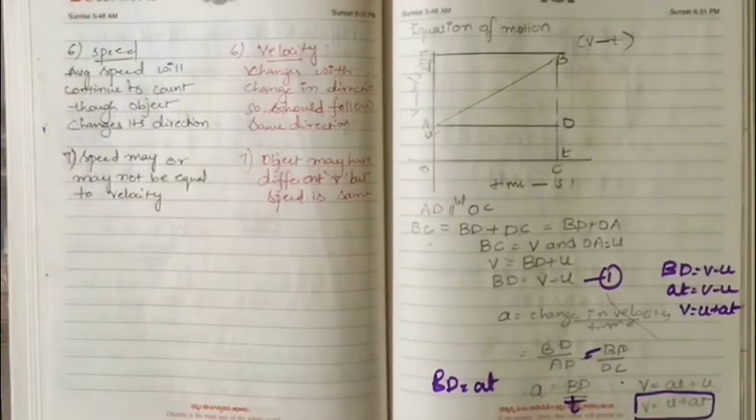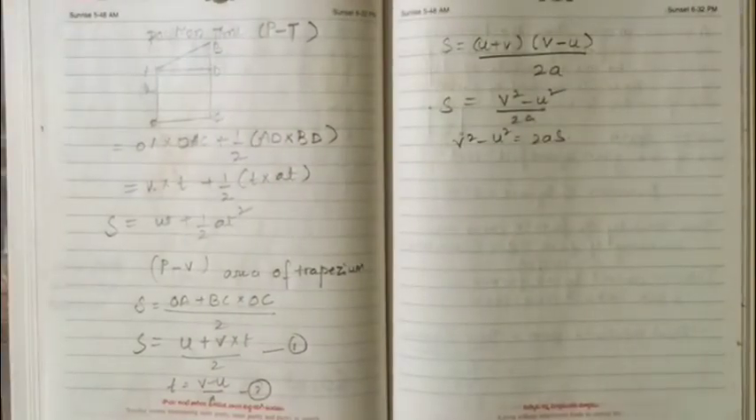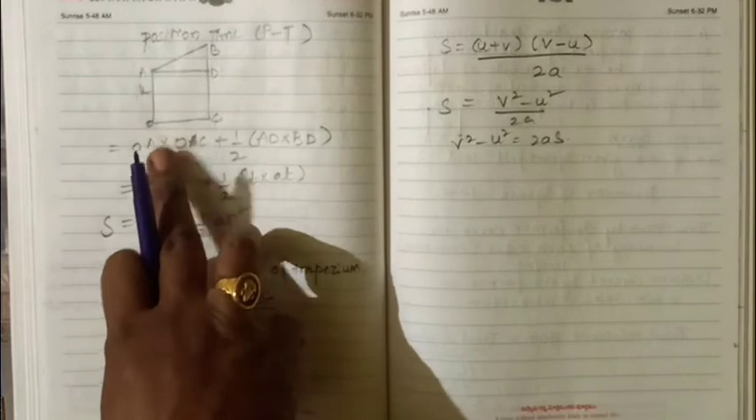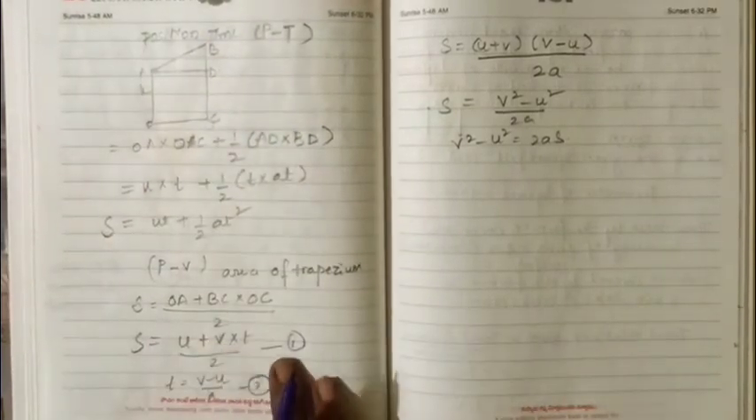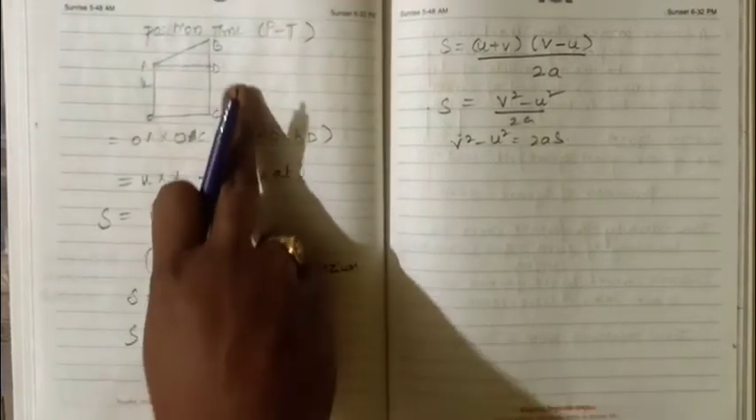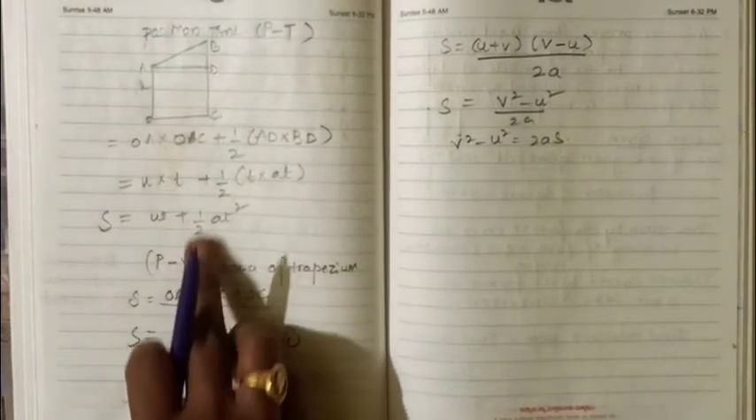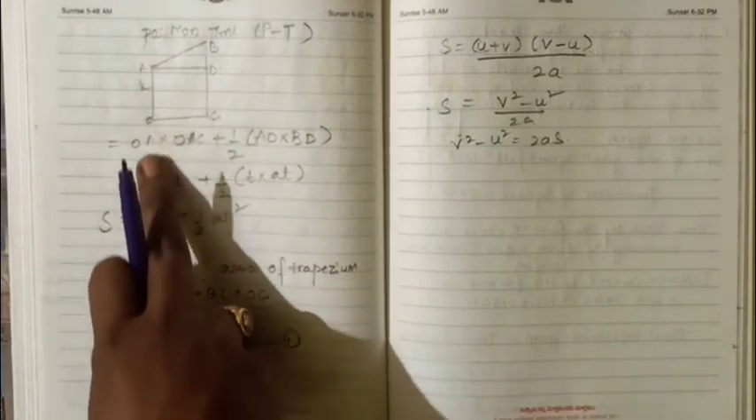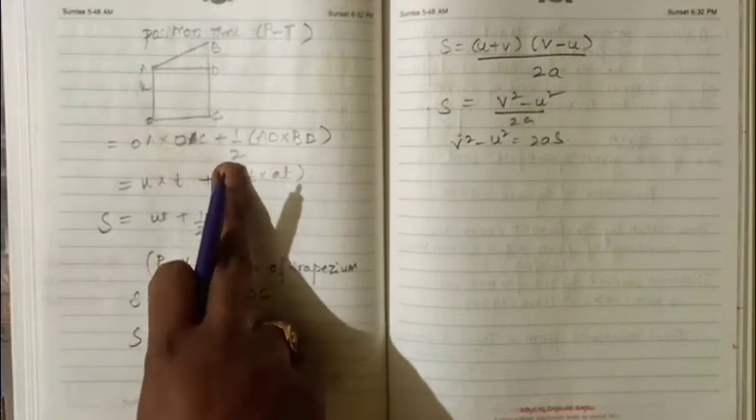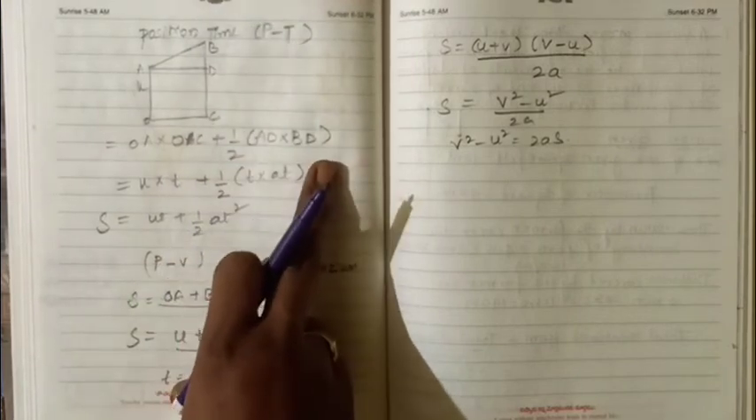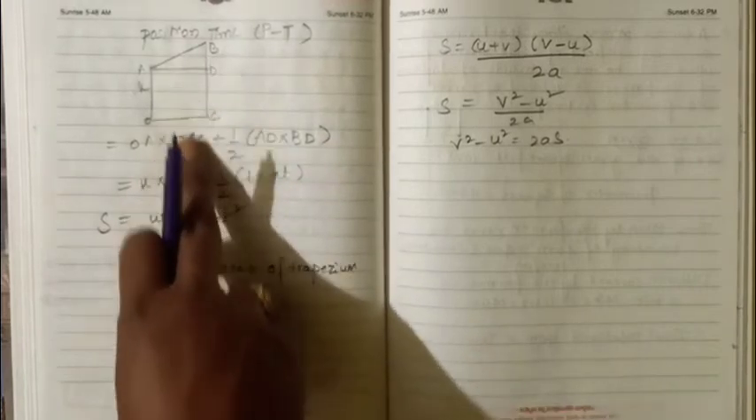So this is the first equation of motion. We have to keep in mind that BD is equal to AT. Why? Because we use the same thing in the second equation of motion also. So here, if you take a part of the graph which contains a rectangle as well as a triangle, the rectangle OADC area will be OA into OC, length into breadth, plus half base into height. What is the base? AD. Height is BD for the triangle.